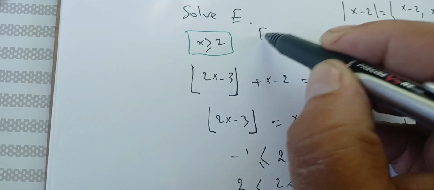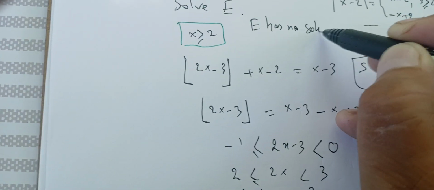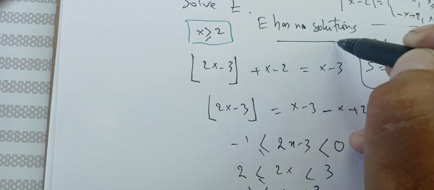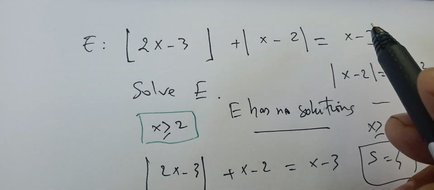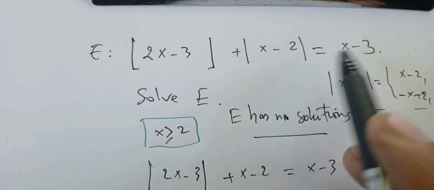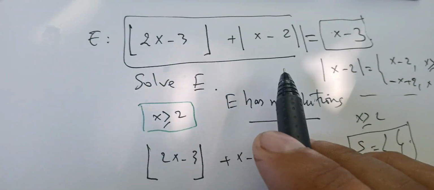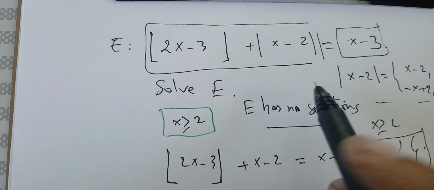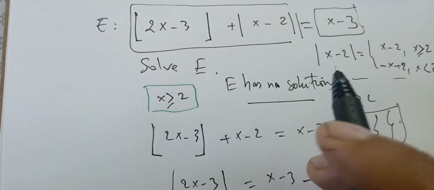So the equation E has no solution. That means there is no x that will satisfy this equation. Another thing that we can do is graph this function separately and graph the other one separately and see where they intersect. If there is no point, that means no solution. You can graph it and check. Thank you.